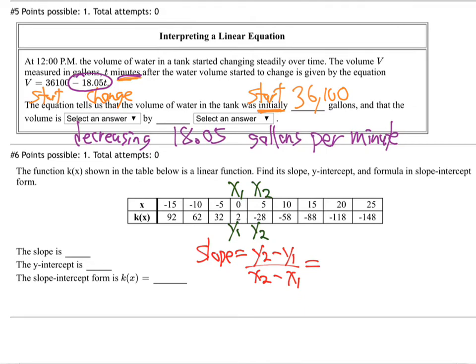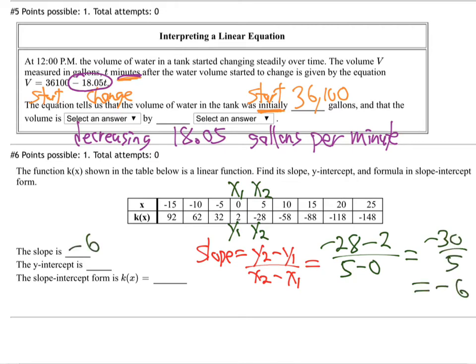You got to grab ones that go together, right? This x and y go together, x1, y1. And this x and y go together, x2, y2. And then calculate the slope. So y2, it's minus 28 minus 2 over 5 minus 0, minus 30 over 5, minus 6. Minus 6. So that's the slope.